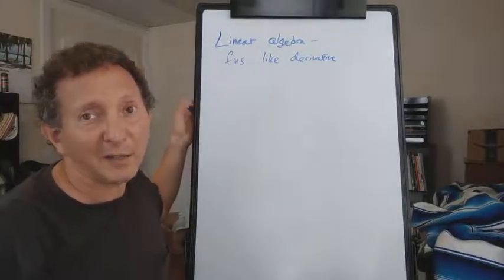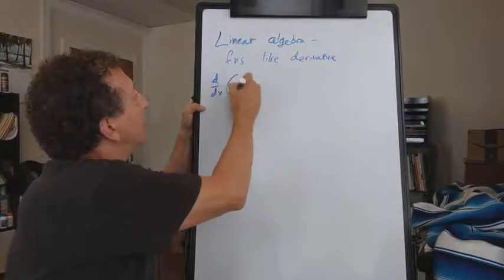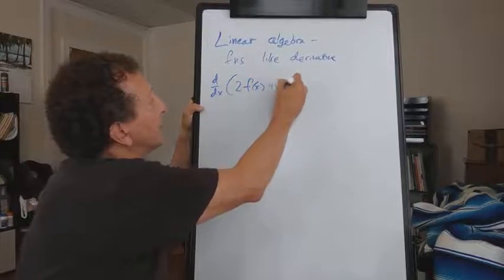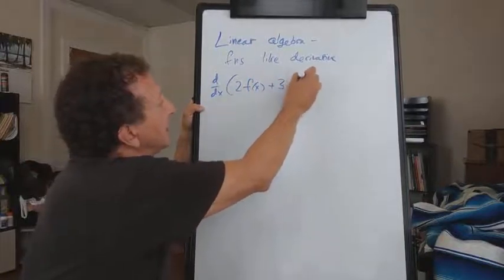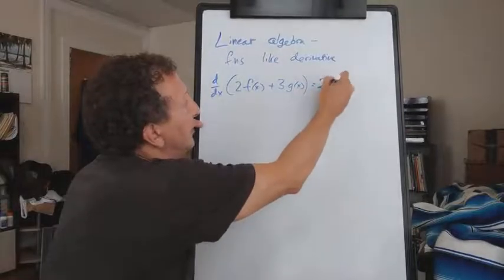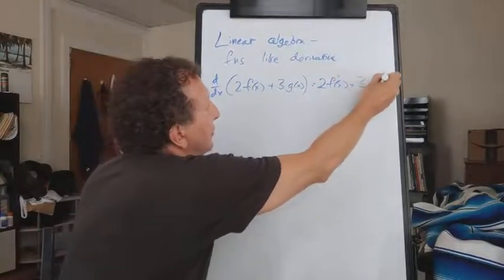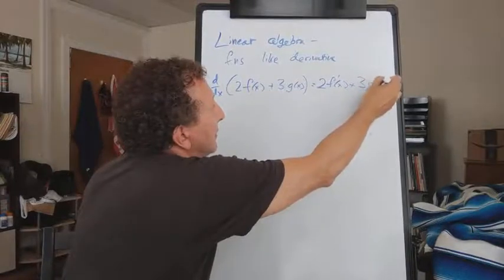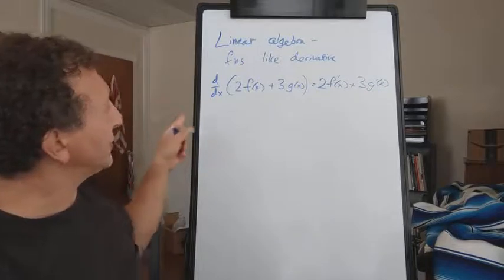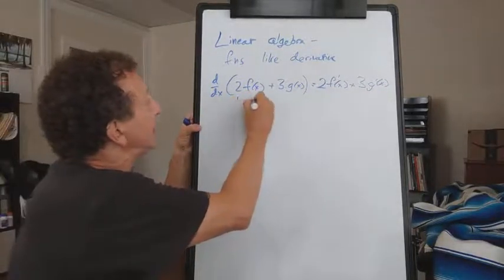And by behave like the derivative, I mean if we take a derivative of 2 f of x plus 3 g of x, that turns out to be 2 derivative of f plus 3 derivative of g. So if we take a derivative of a combination of functions like this, we're going to call this a linear combination.